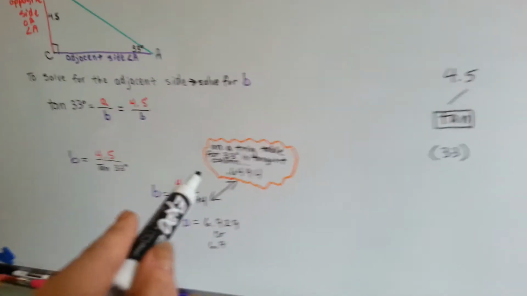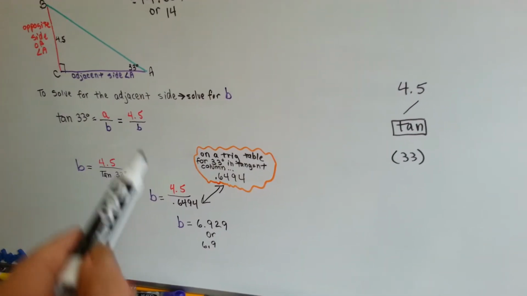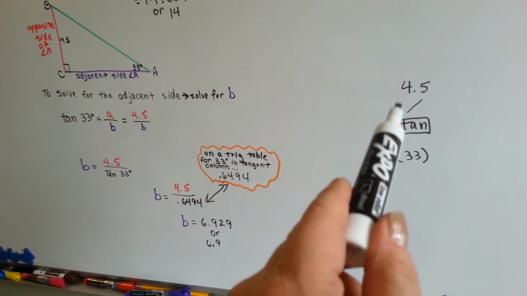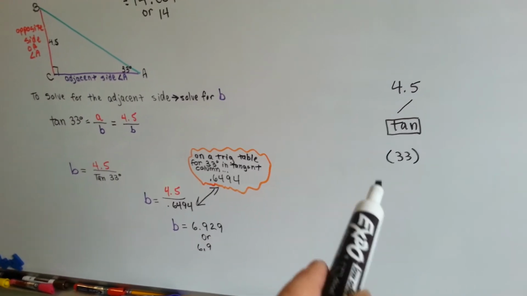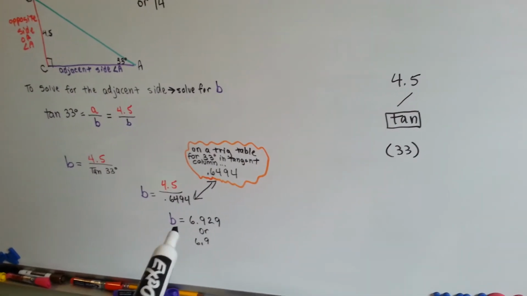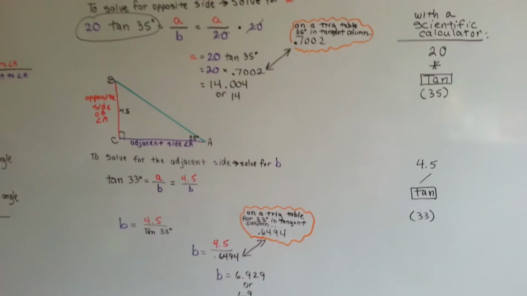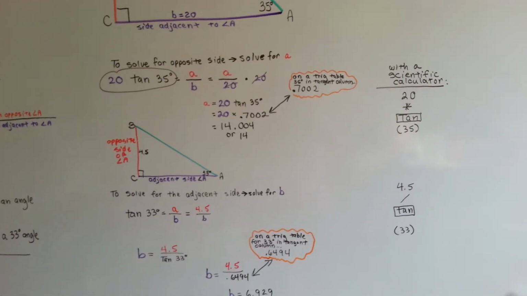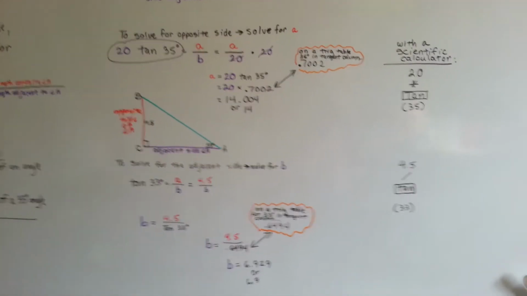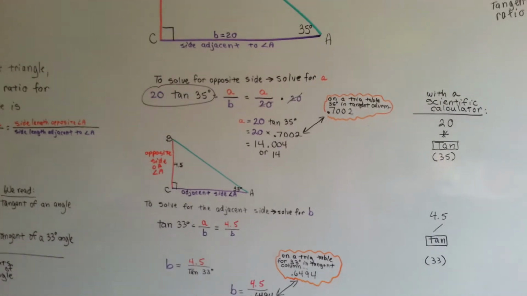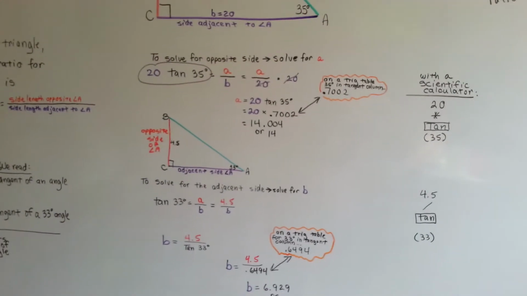Now, if you're doing it on a scientific calculator, you punch in the 4.5, you hit the division mark, you hit the tan button, and then you put in 33, and you should get the same thing, okay? So either way, with or without a scientific calculator, you should be able to do this. And there's a lot of trig tables online. Just make sure you're looking for the degree, and then go over to the tangent column. Make sure you're not doing sine or cosine, because then you'll get a wrong decimal numeral, okay?